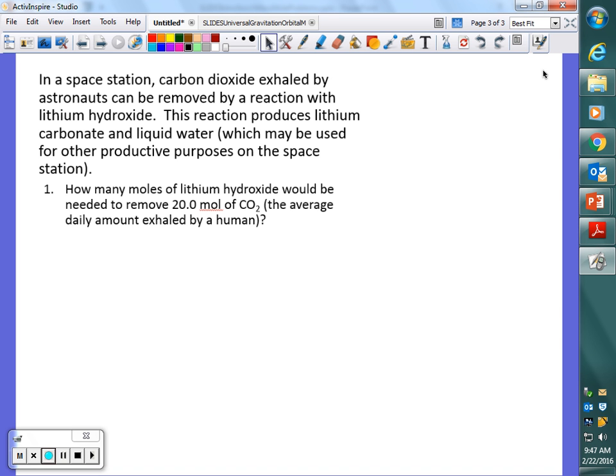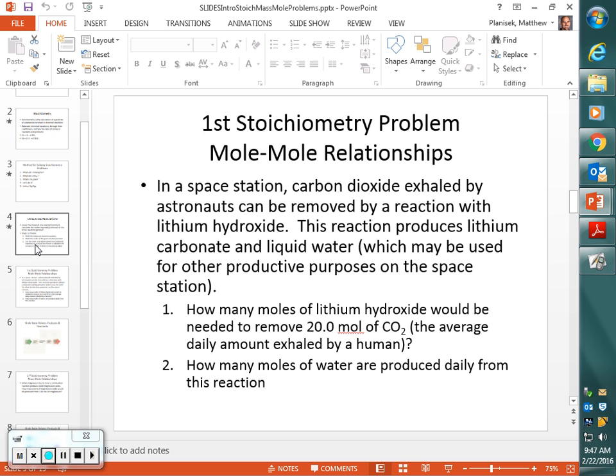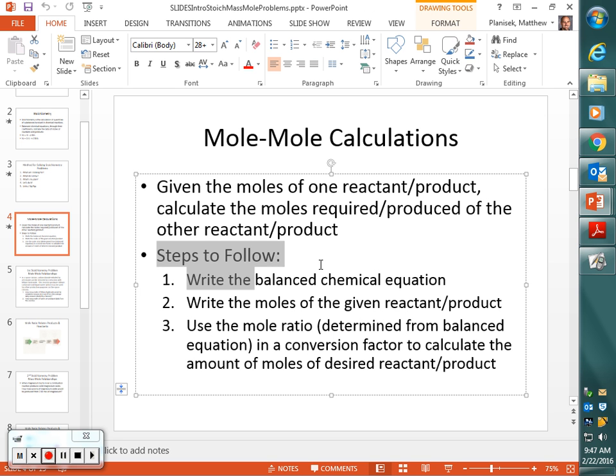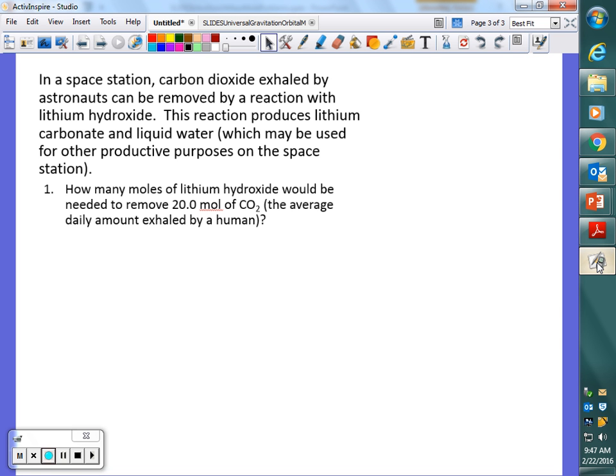Going back to your steps on your outline, step 1 to solving these problems: the first thing we have to do is write a balanced chemical equation. That's where this whole thing starts, because we need it to be balanced to satisfy conservation of mass, but also to tell us the ratio of things that are going on. In this problem, it says carbon dioxide can be removed by a reaction with lithium hydroxide. So what are our two reactants by name?